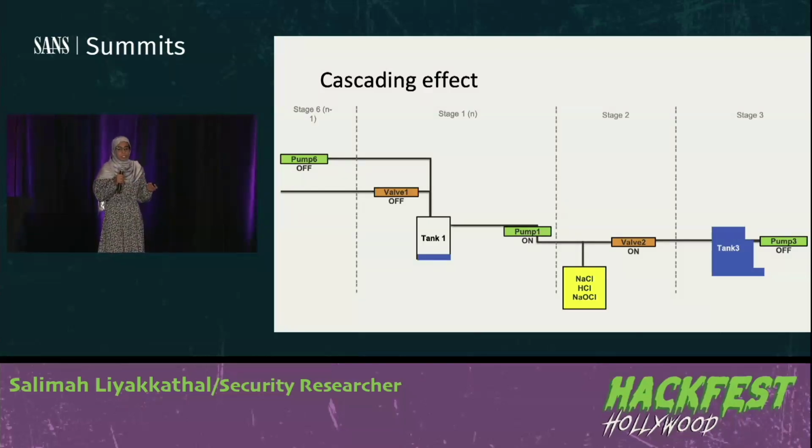When pump 1 is turned on and valve 2 is turned on, all the water that's pumped out from tank 1 goes to tank 3. So tank 3 reaches dangerously high levels. Eventually pump 3 starts to turn on, because it wants to pump out all the water being pumped into this tank. And this caused another cascading effect down the stream. So just because of one small attack, it caused a cascading effect for all different stages of the plant.